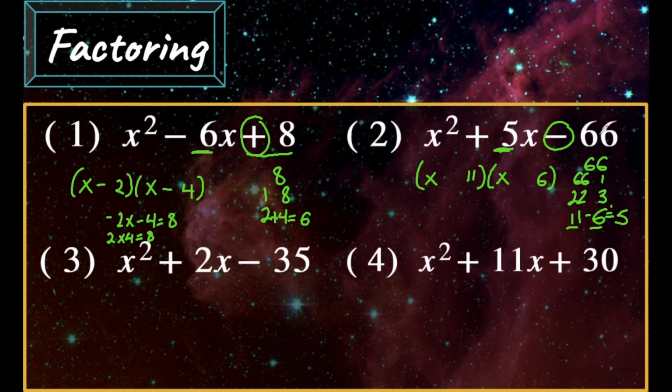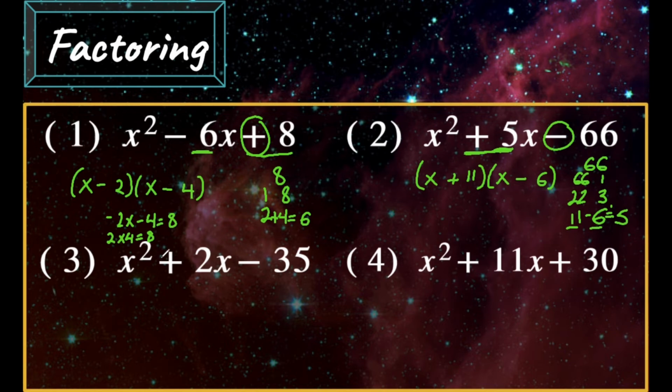Since it's minus 66, these two terms have to have the opposite sign. So either it's minus 11 and plus 6, or plus 11 and minus 6. The 11 and the 6 have to have different signs. The way that we figure out the signs is by looking at the middle term. Since it's positive 5, the bigger number is going to be positive and the smaller number is going to be negative. Whatever the sign of the middle number is, the bigger number is going to get that sign. So for number 2, we get x plus 11, x minus 6.